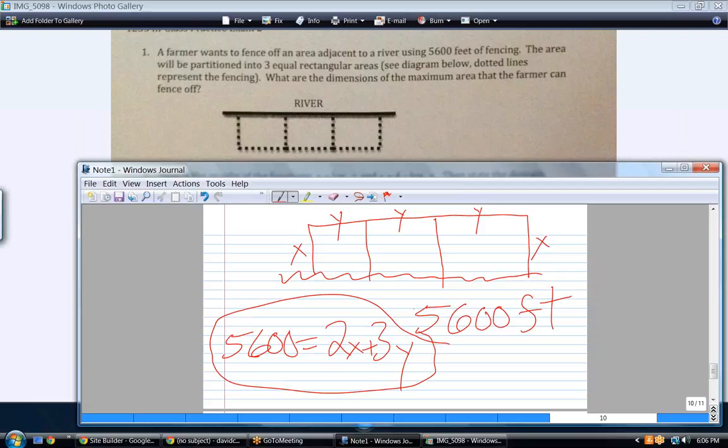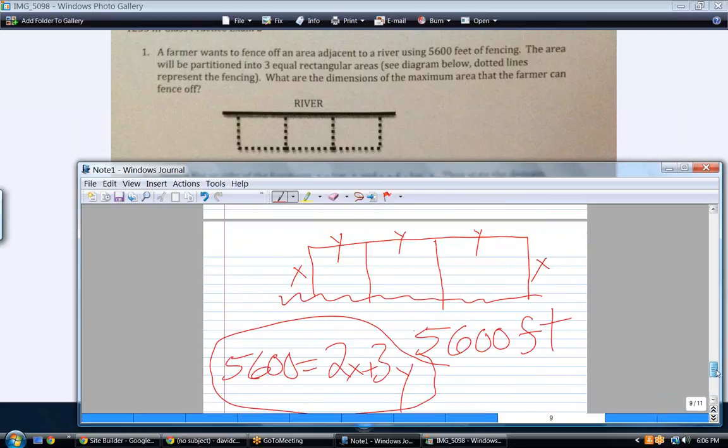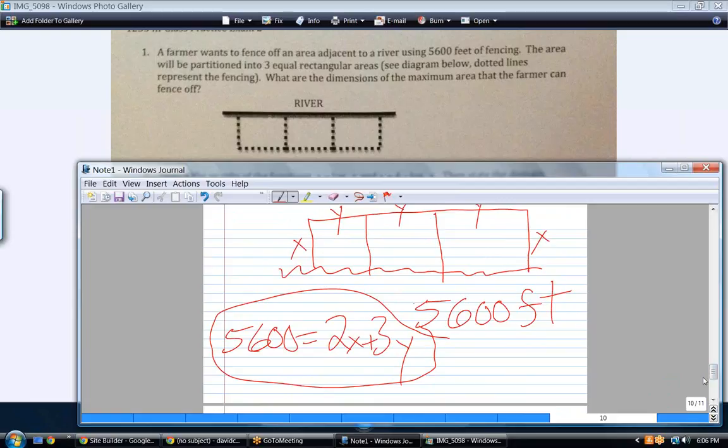What are the dimensions of the maximum area that the farmer can, we want to maximize area. So what is area? Well, it would be A equals x times y, but you're not fencing off the river part. The area is still the same, still the length times the width. So does A equals x times y? Times 3y. If we're going to use y to mean this, then we have to stick with it. I could have made y the whole thing, but let's use it this way. It'll give us the same answer. So area equals 3xy.